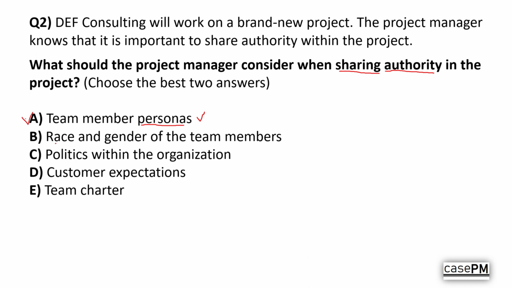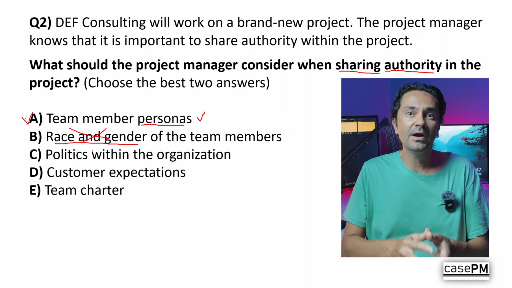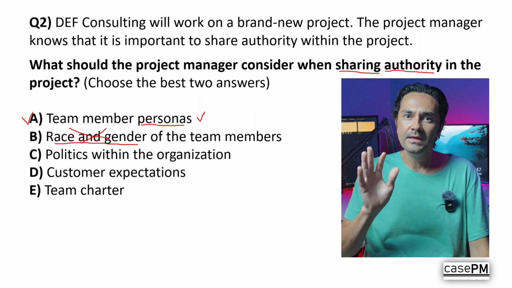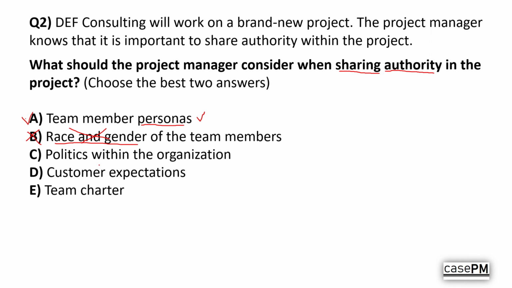B. Race and gender of the team members. This should never be a factor in project management. Authority is shared based on competence, roles, and project needs, never on personal attributes such as race or gender. This option is clearly incorrect. C. Politics within the organization. While organizational politics can affect project decisions in general, they don't directly guide how authority should be shared inside the team. This option is not the best fit for the context of the question.